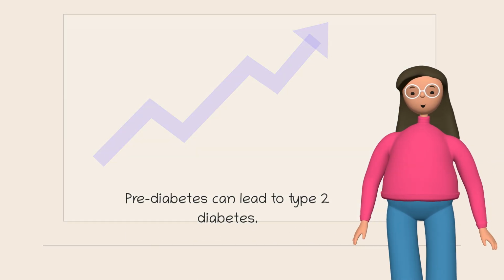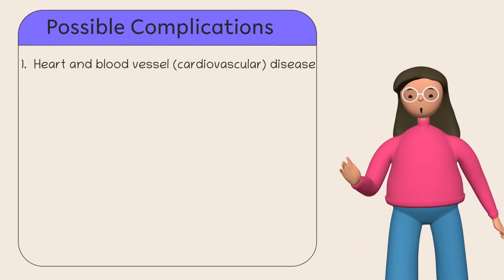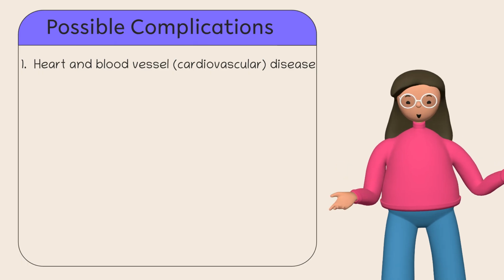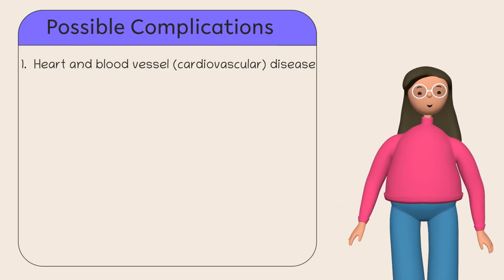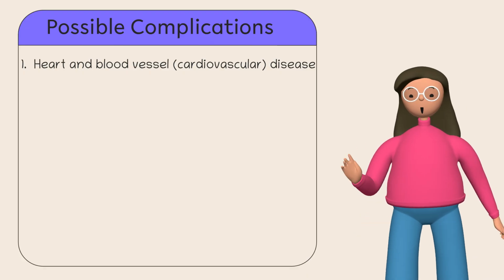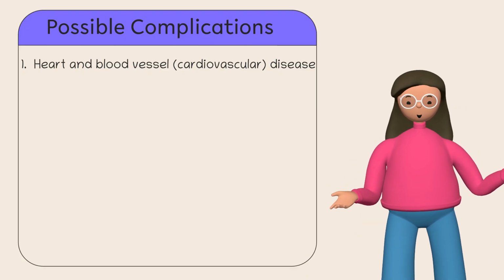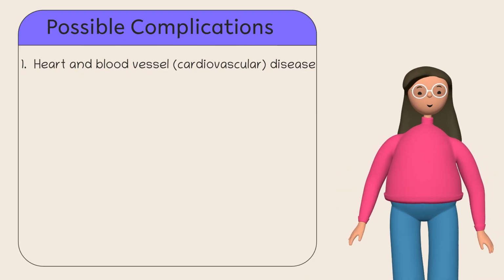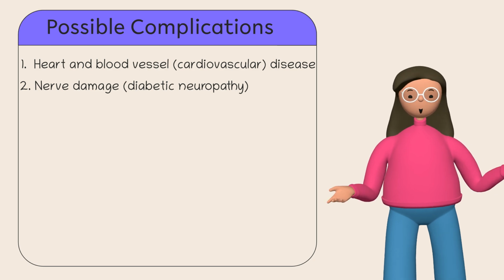Possible complications include heart and blood vessel, or cardiovascular, disease. Diabetes majorly increases the risk of many heart problems. These can include coronary artery disease with chest pain, or angina, heart attack, stroke, and narrowing of arteries, or atherosclerosis. If you have diabetes, you're more likely to have heart disease or stroke.